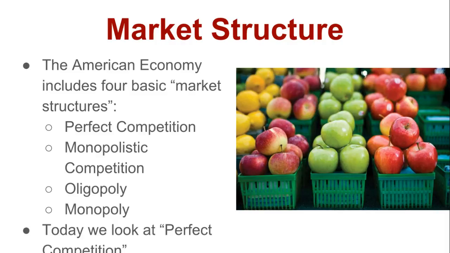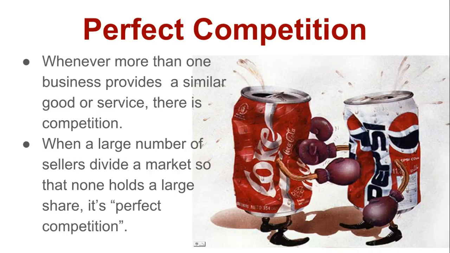First, we need to understand market structure as a whole. There are four different types of market structure that you can find in different areas of the American economy. One of those is perfect competition, and that's what we're going to be focusing on today. But we'll also be looking at monopolistic competition, oligopoly, and monopoly moving forward. But let's look specifically at one of those four basic market structures: perfect competition.